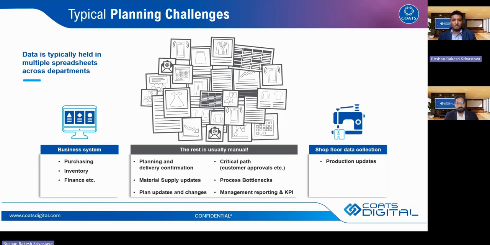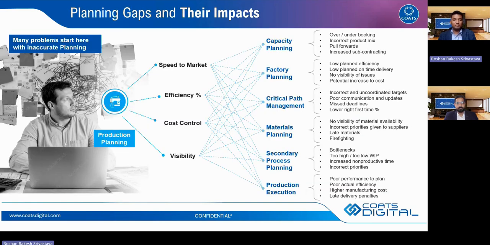So what happens due to this? You plan manually, but how does it affect you? This directly affects capacity utilization, your execution cost, and your factory line planning. It increases the load on the secondary departments and causes material firefighting throughout the order execution. Sometimes even your subcontract work is hampered by manual planning. These factors impact your speed to market, your efficiency, the way you plan. It affects your cost control and, most importantly, your visibility.